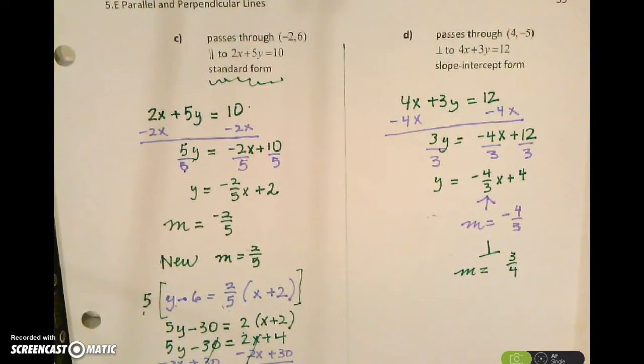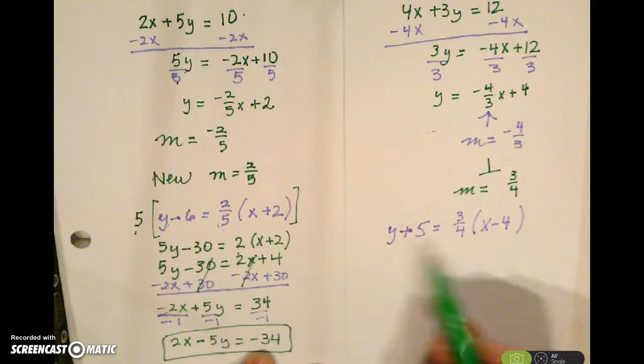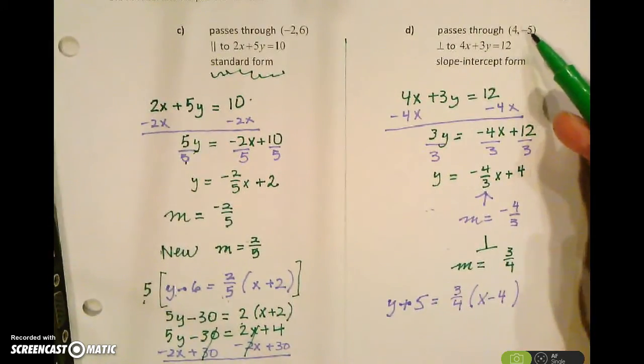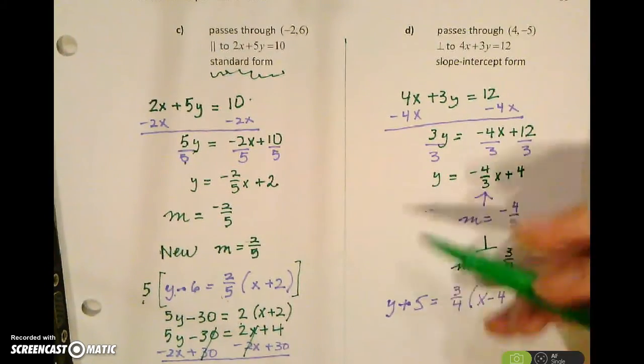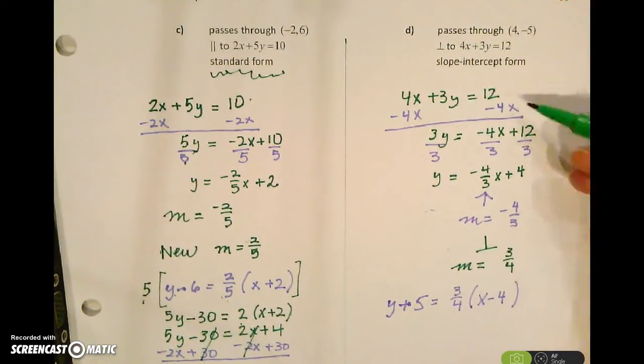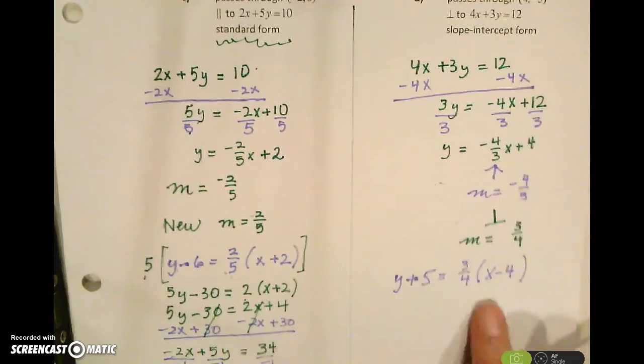So continue. And so what we needed to do is to write the equation of our new line using point-slope. So we have y minus, and then our y value, which was negative 5. So it gives us plus 5. Our new slope, which is positive 3/4, parentheses x minus the 4 up here, which is the x value. All right, so we have it there.